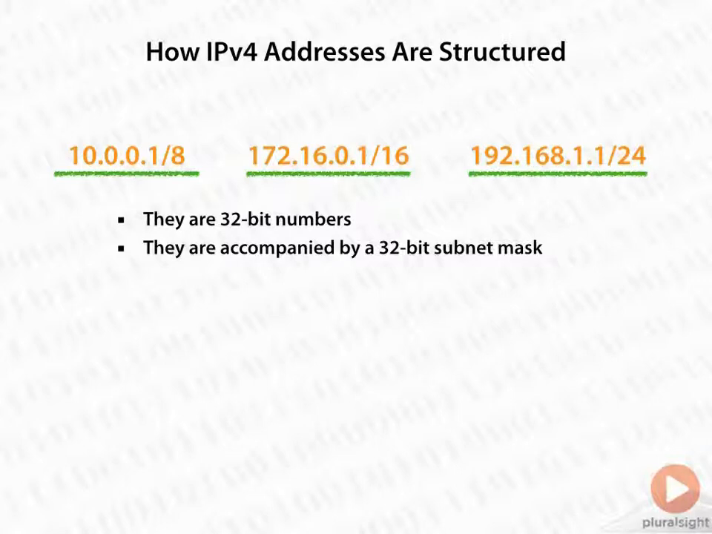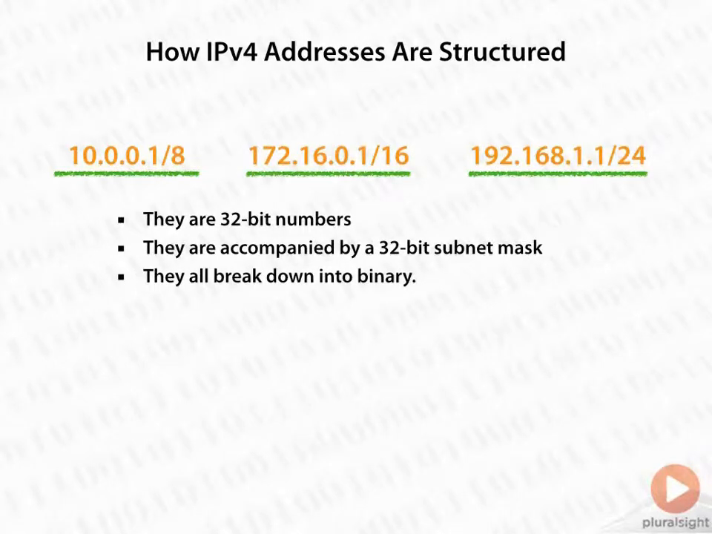Now, each of those mask values is actually a 32-bit subnet mask, and the number there, 8, 16, or 24, would indicate for us which mask bits are enabled or set to a value of 1. And the remaining bits would be set to a value of 0. And this is how we determine which portion of the address is allocated to the network and which portion of the address is allocated to the hosts.